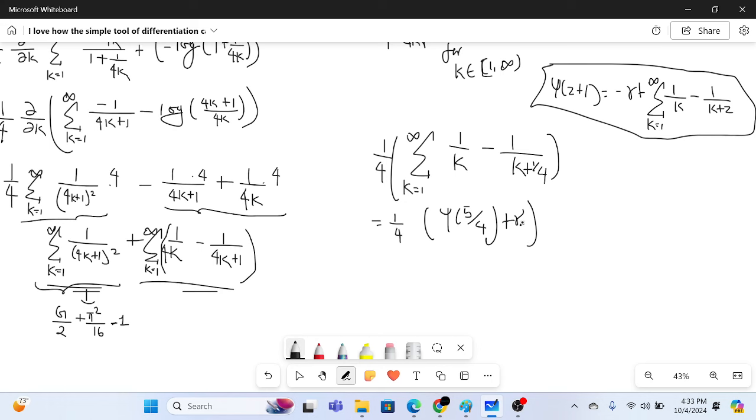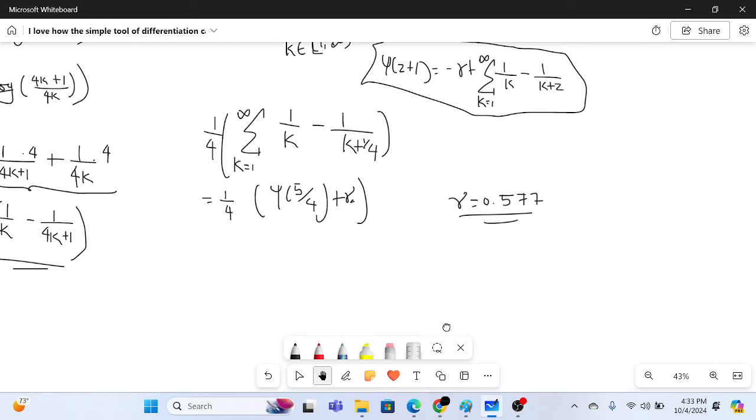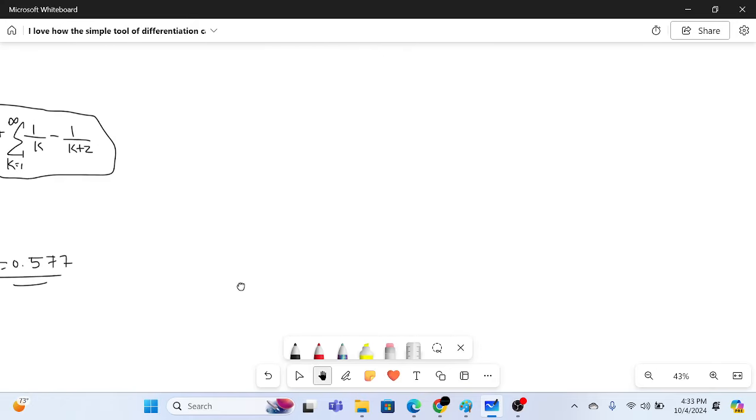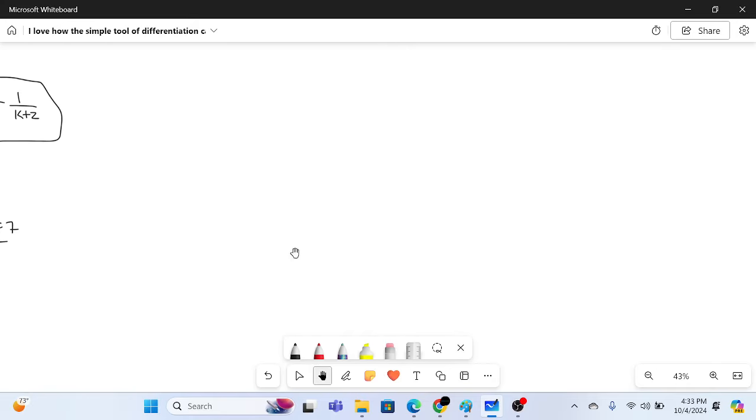This is a constant, this is a function, because this is the digamma function of 5 by 4. We need to find the value of that function at 5 by 4. This is a constant, around 0.577, something like that. Okay, now let's see how to find digamma of 5 by 4. To find it, we need to use a bunch of properties of the digamma function. There is a digamma addition formula which we will use to find this value.